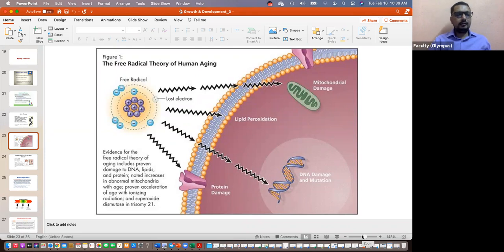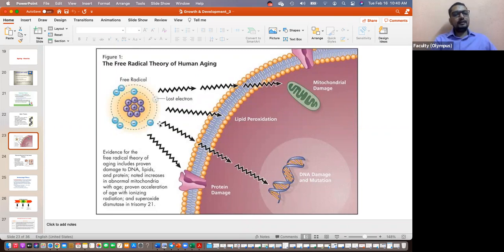Free radicals are nothing but charged species. They are charged elements. During the biochemical processes in the body, our body generates free radicals. In brackets, you can write charged species. As you see here, these positively charged and negatively charged species are called free radicals.